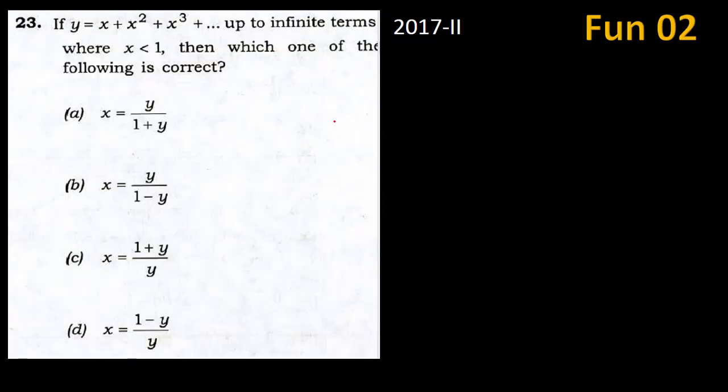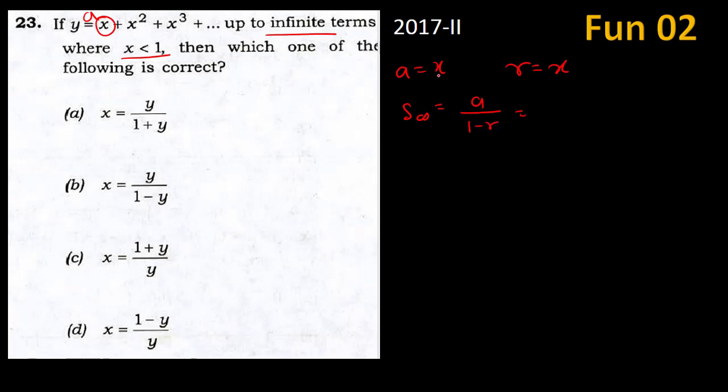If y is equal to x plus x square plus x cube up to infinite terms, where x is less than 1, then which one of the following is correct? It is up to infinite terms, so the value of a is x. What is r in this case? x square by x is x, so the common ratio is x. Both are x. What is the sum to infinity? S infinity is a upon 1 minus r.